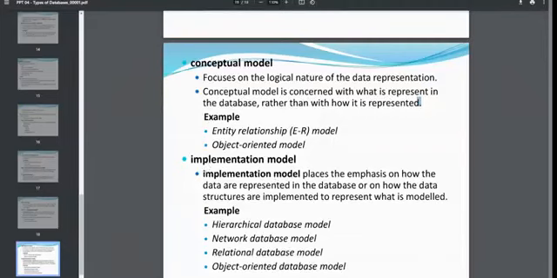Now the implementation model. The implementation model places emphasis on how the data is represented in the database and how the data structures are implemented to represent the model. Previously, how it was represented was not considered, but here it focuses on how data and data structures can be implemented. Examples are the hierarchical model, network model, relational database model, and object-oriented database model. Read and understand these things. After that, we can go to the next presentation.